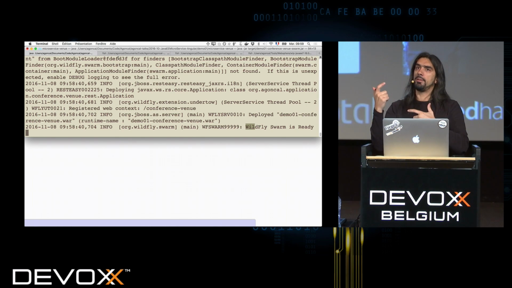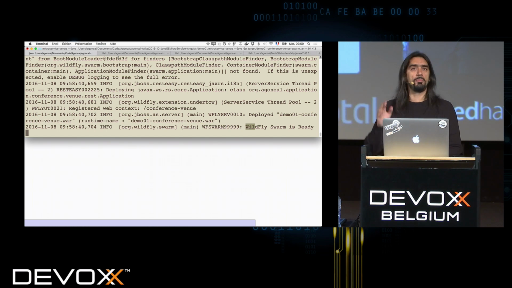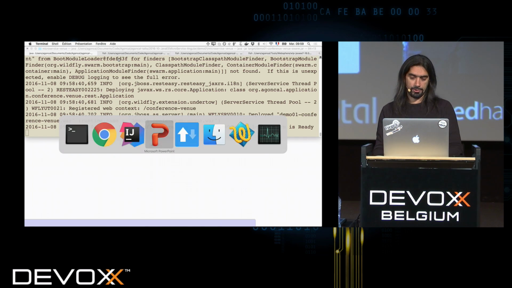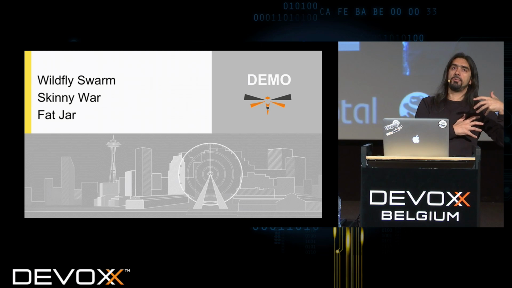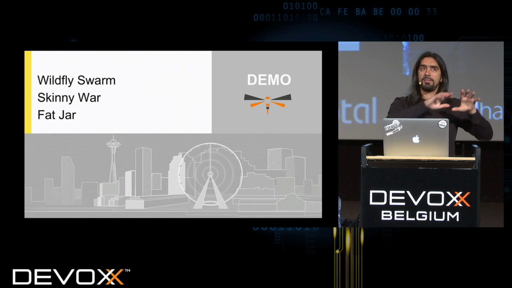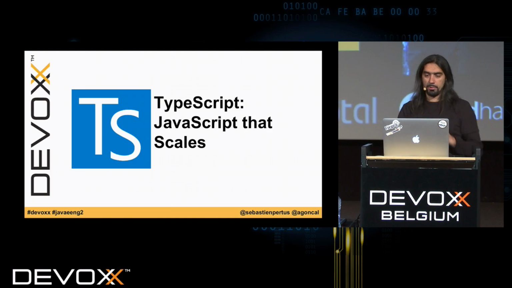But now we have the best of both worlds. I can either create a skinny WAR or create a fat jar without touching my code. So that's what I'm going to be using to implement the other services. So that's it for my demo. Now I've explained the backend. We will be using the MicroProfile to develop all the other services. Now Sébastien will talk about TypeScript, and then Angular.